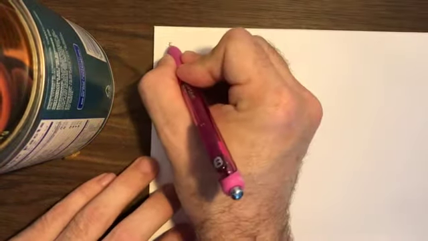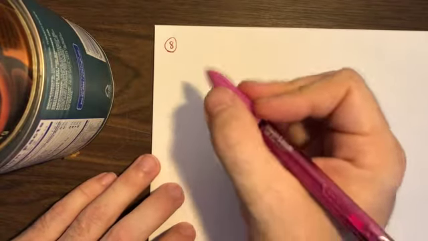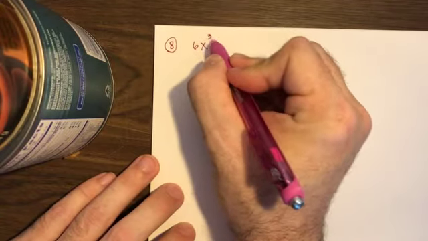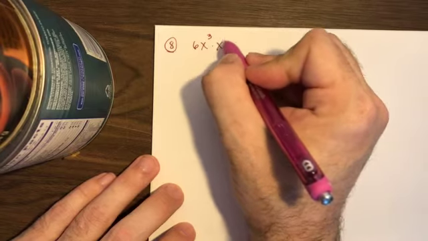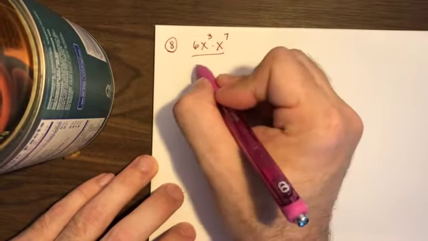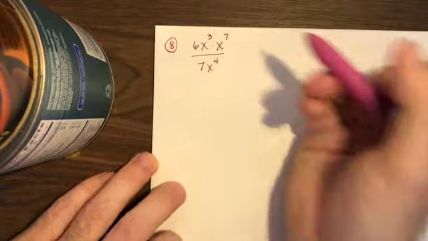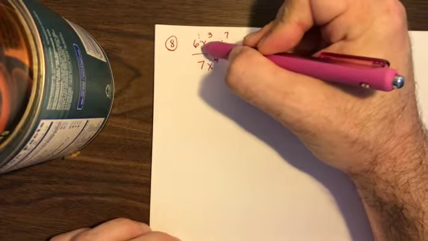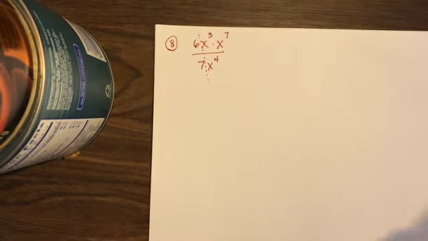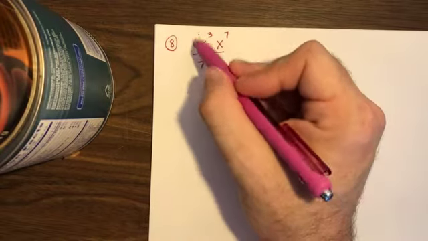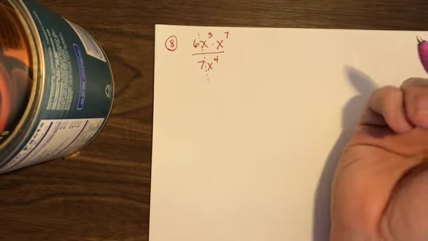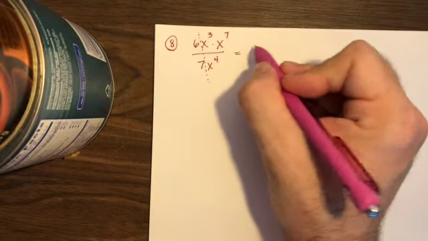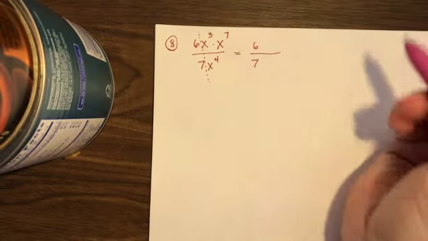Okay. Number 8. 6x to the 3rd times x to the 7th divided by 7x to the 4th. Now, this is one of those where they make it look like 6x to the third is together, and they're not. We know that now. We're better than that. We don't get tricked, hopefully. So we can see that with these numbers, 6 and 7, they don't divide. They don't do anything. So they're just going to be in the same place, whatever answer I'm about to get.